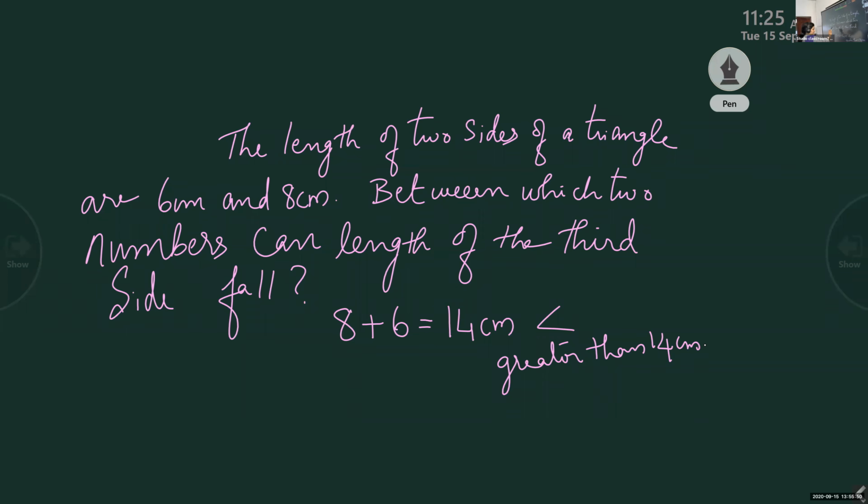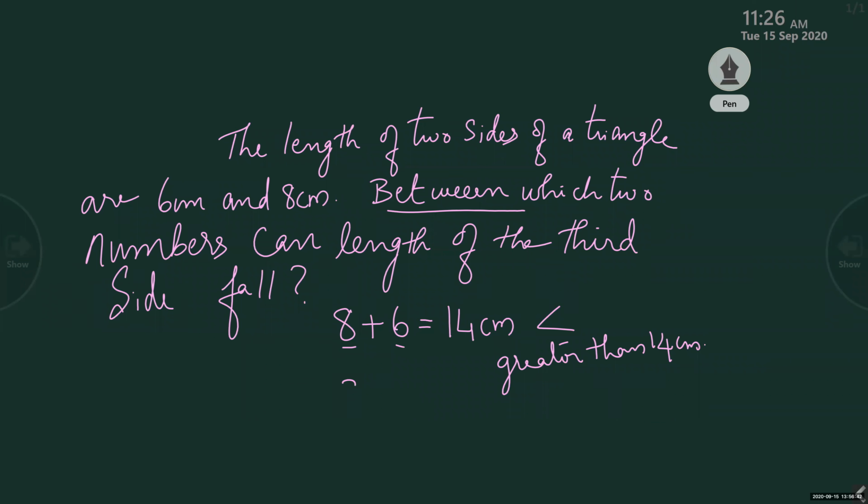Listen, what is the question? Between which two numbers can the length of the third side fall? Third side should be greater than the sum of the two sides, is that one condition for a triangle to happen? Plus, what is the other condition? The difference of the two sides should be less than the third side.